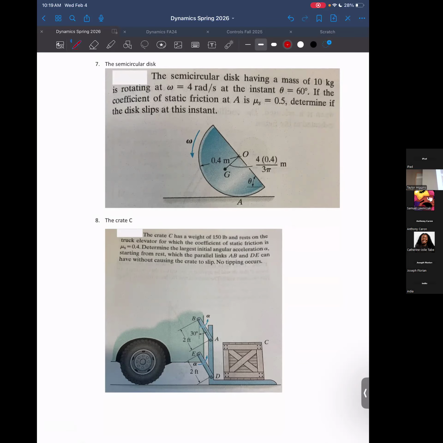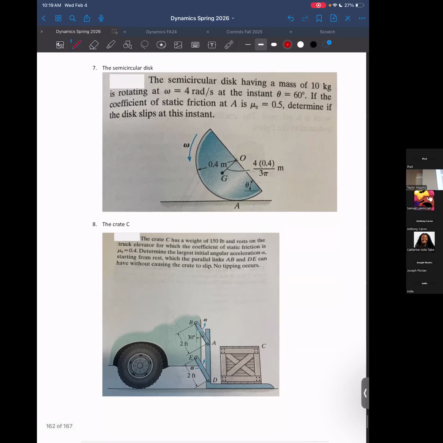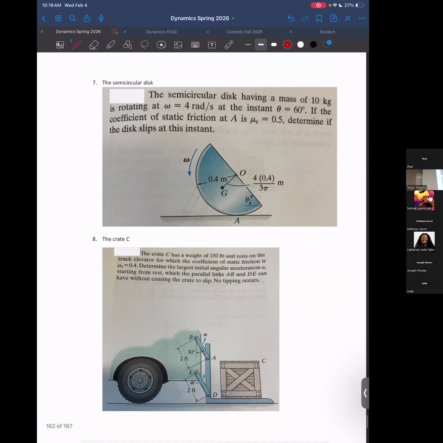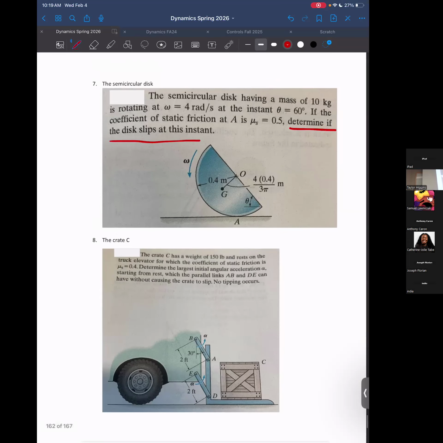Number 7. General planar. Although actually there might be pure rotation too. If there's zero friction, then it's just fixed axis. Because it asks to determine if the disc slips, there is still the possibility that it could be doing fixed axis rotation if it's just slipping in place. I think this is one we can't tell.